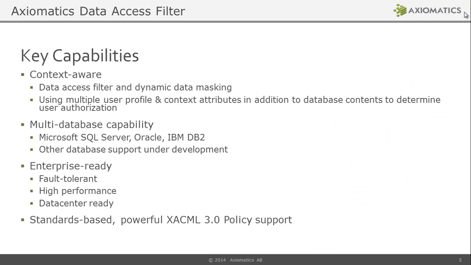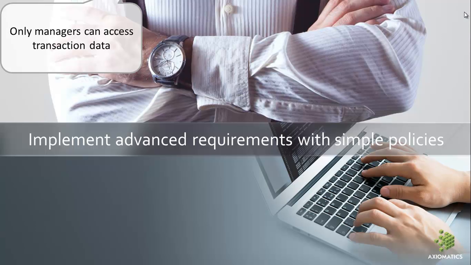The key capability of the Axiomatics data access filter for multiple databases is to deliver context-aware dynamic authorization, including the ability to filter out data from a dataset and the ability to apply on-the-fly dynamic data masking, meaning the ability to hide or change values inside a column that is being returned to a user. The Axiomatics data access filter for multiple databases supports Microsoft SQL, Oracle, and IBM DB2. As previously mentioned, it is built on top of the ZAC. Let's have a look at a use case.